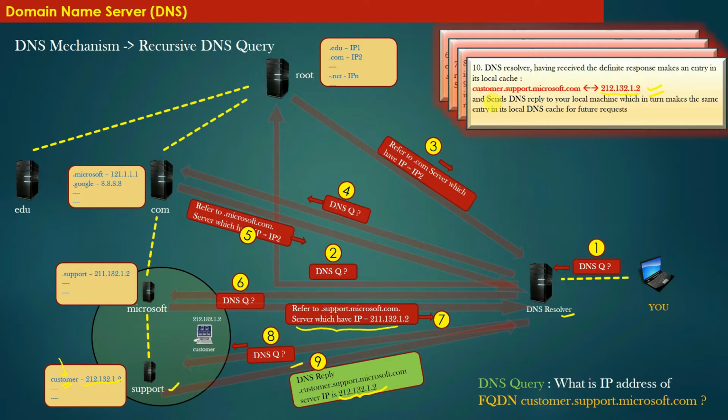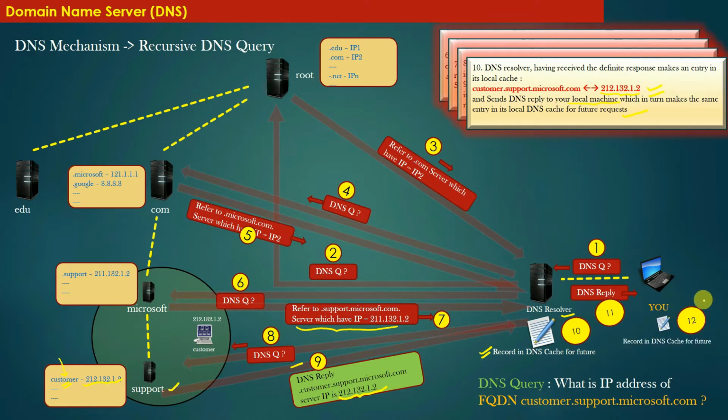Right? So the DNS resolver has now received the DNS resolution for the requested DNS query, and as a next step it forwards the DNS reply to your local machine, which in turn makes the same entry in its local DNS cache for future requests. So we can see that the DNS resolver in step 10 has made an entry of this fully qualified domain name to IP address mapping in its local DNS cache. And when it sends the DNS reply to your local machine in step number 12, it also makes a similar entry in its local DNS cache.